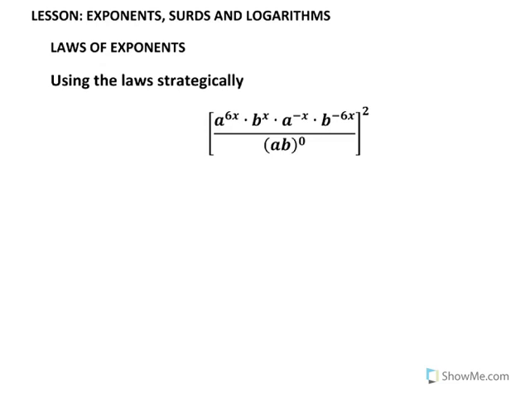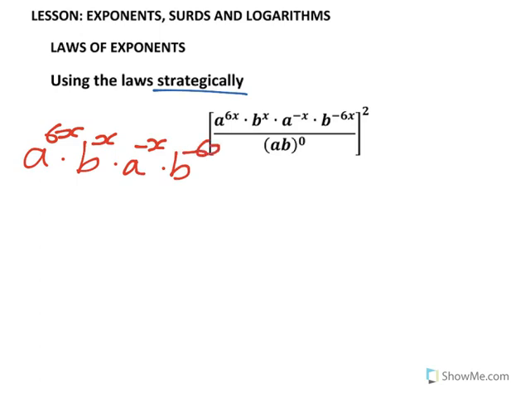Now let us move on again using the laws strategically. You are given that problem: a to the power 6x, b to the power x, dot. When you see a dot, it's multiplying. a to the power minus x, dot b to the power minus 6x, all over a b to the power of 0.